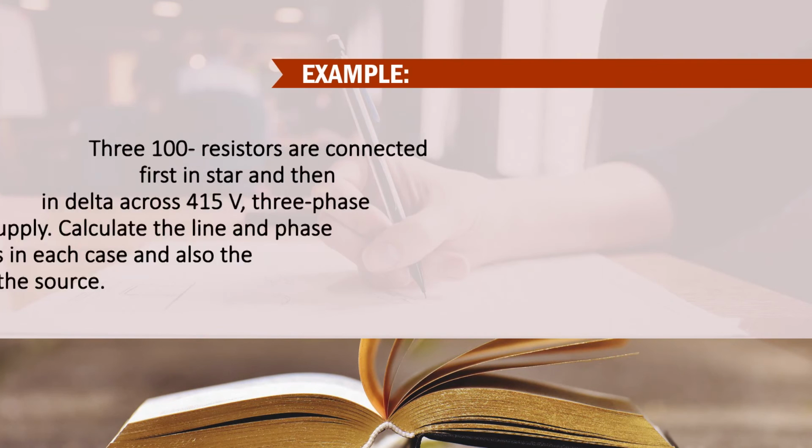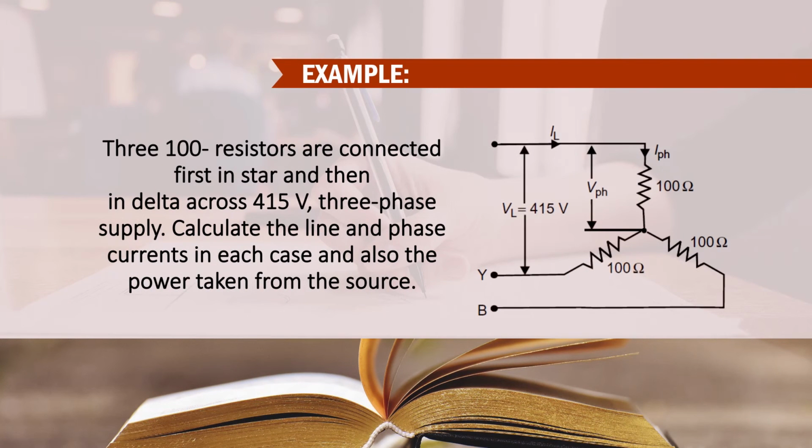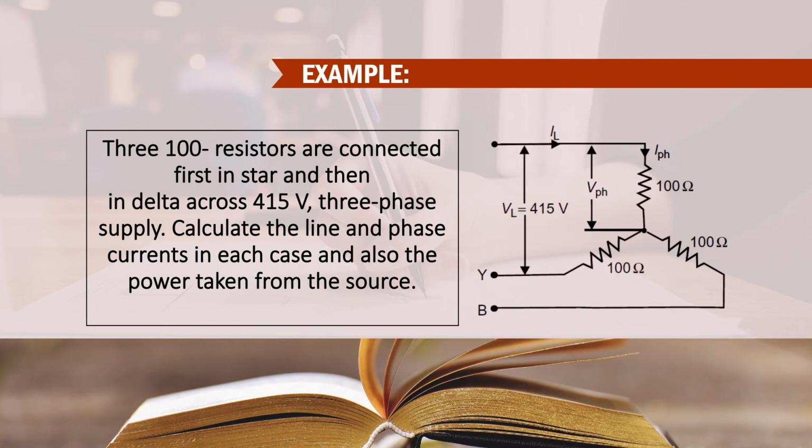Now we will discuss 2 examples on the basis of the star connection and delta connection. So here you can see that 3 resistors are connected first in star, then in delta, across a 415 volt 3 phase supply.